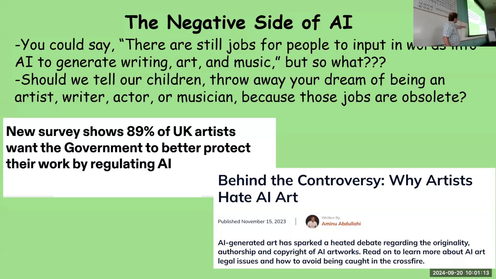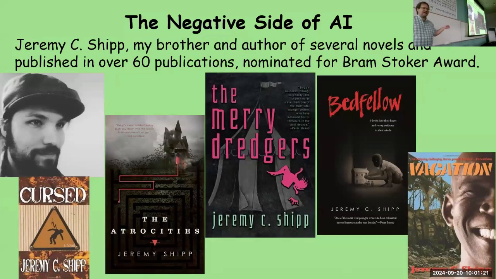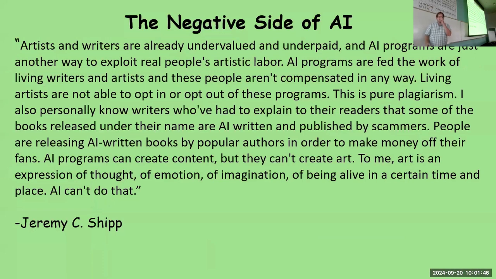Almost every artist hates this. We should listen to them. This isn't something we should just ignore. This is my brother, Joshua Shipp. He's not just my brother, he's also an author. He's written and published several novels, and he's been published in over 60 different publications, mostly in stuff like horror. He was nominated for the Bram Stoker Award. Here's some of his novels, although not all of them, that he's published. I asked him how he's been affected by AI, and he wrote a response. He's kind of shy, but he wrote a response for me, so I'm going to read it to you.